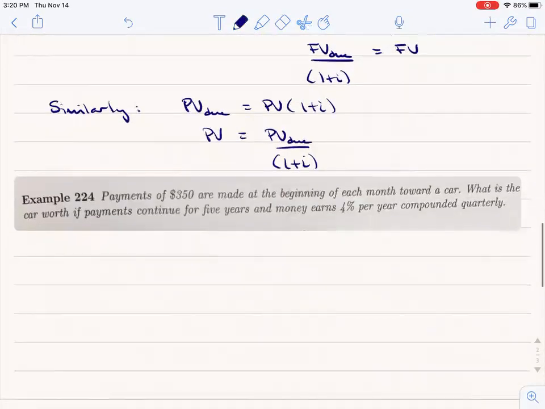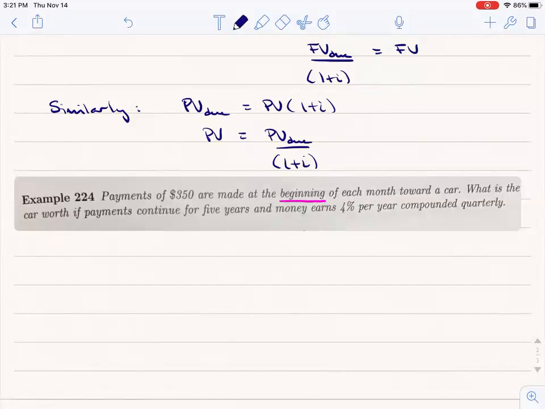Payments of $350 are made at the beginning of each month. Okay. So remember on the test that you guys just wrote, test 2, you had to keep track of if you have compound interest or simple interest.